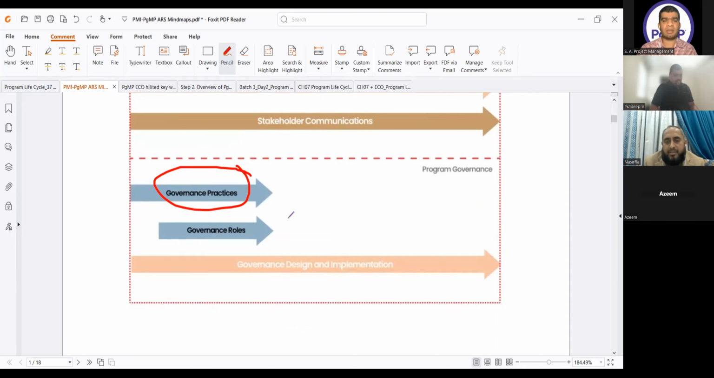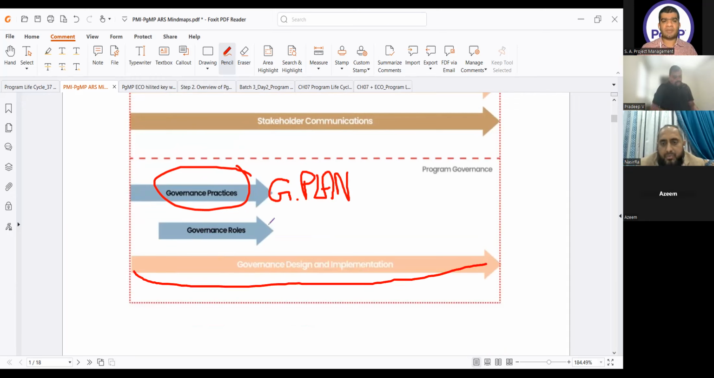And what is in the governance of the program life cycle? Governance practices: we will make policies and procedures to govern different things and put them in the governance plan. This also goes on the whole life cycle of the program. The governance, meaning monitoring and control, will be done throughout the program life cycle.